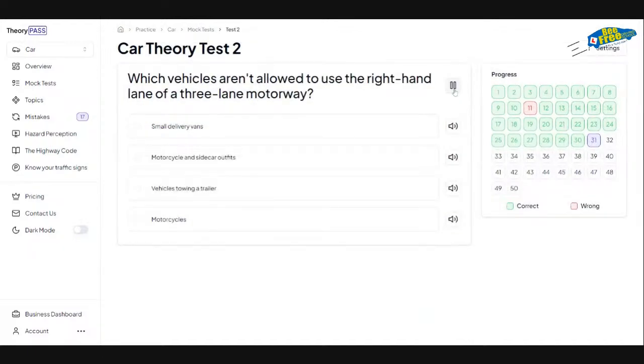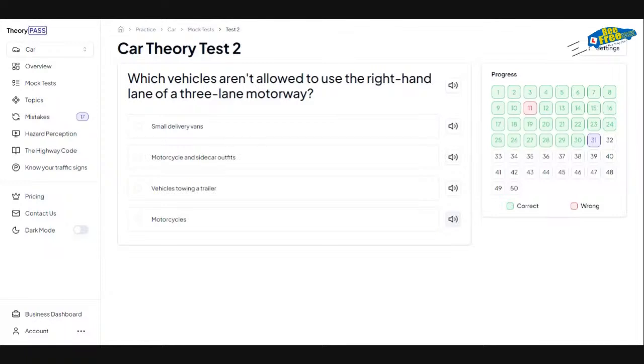Which vehicles aren't allowed to use the right-hand lane of a 3-lane motorway? Small delivery vans. Motorcycle and sidecar outfits. Vehicles towing a trailer. Motorcycles. So this is all about your knowledge. You know, who can't use that right hand lane? This is about my knowledge too. I believe a small delivery van, that's not a problem. A motorcycle and sidecar.